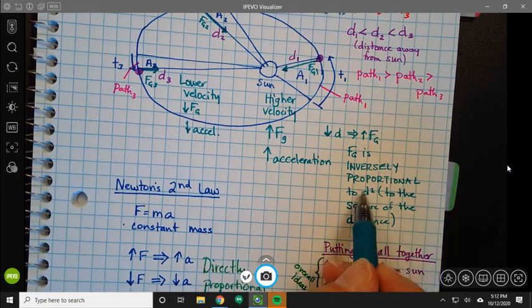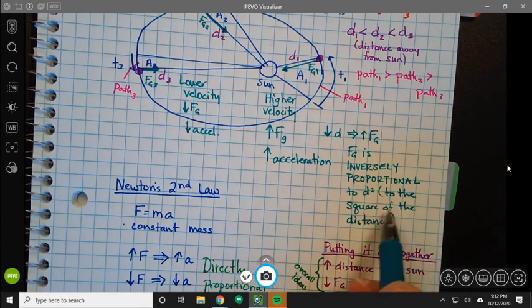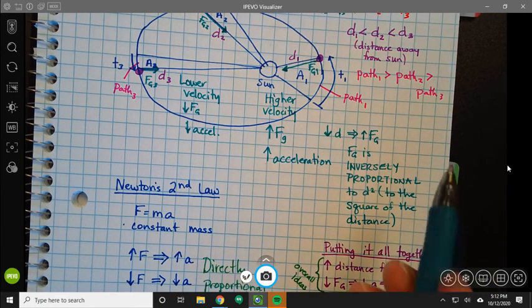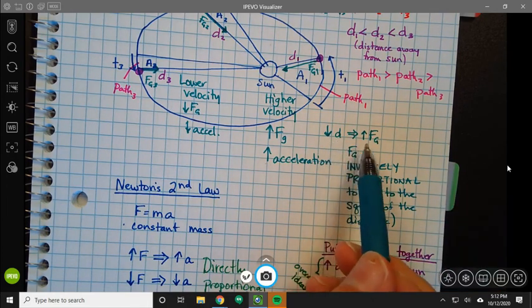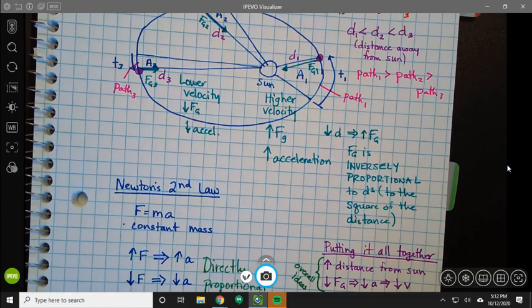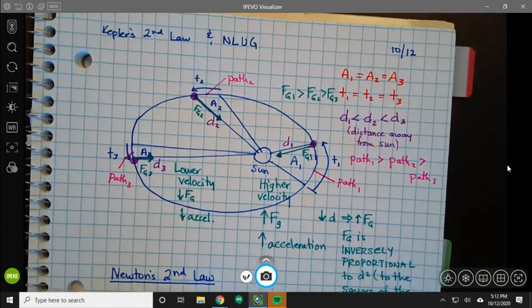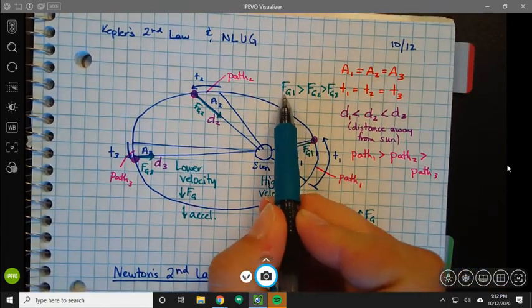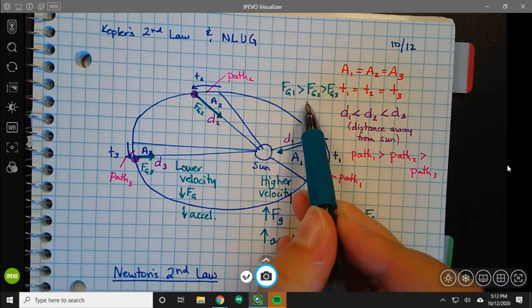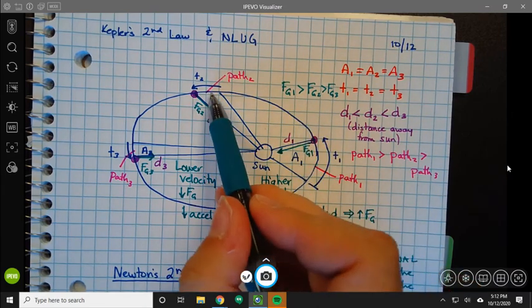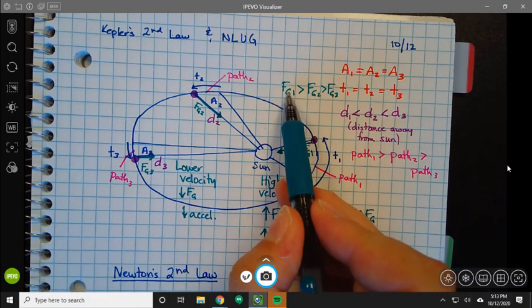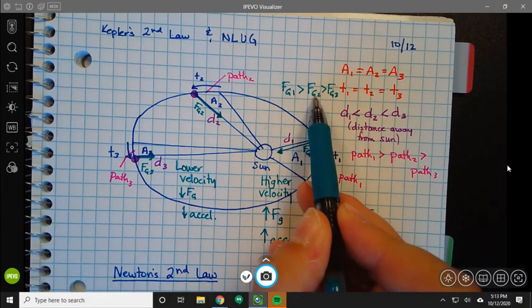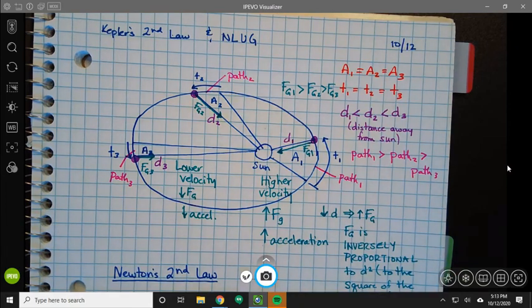Okay, so I just wrote this part out for you. The force of gravity is inversely proportional to the square of the distance. So if the distance goes down, the force of gravity is going to go up. And then the other thing we need to look at up here is that the force of gravity at 1 is greater than the force of gravity at 2, and that's greater than the force of gravity at 3. So force of gravity 1 is highest, force of gravity 2 is in the middle, and force of gravity 3 is the lowest.